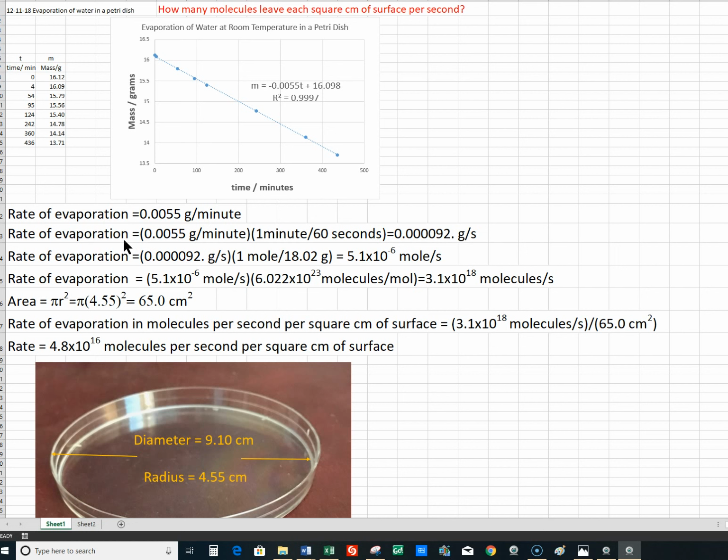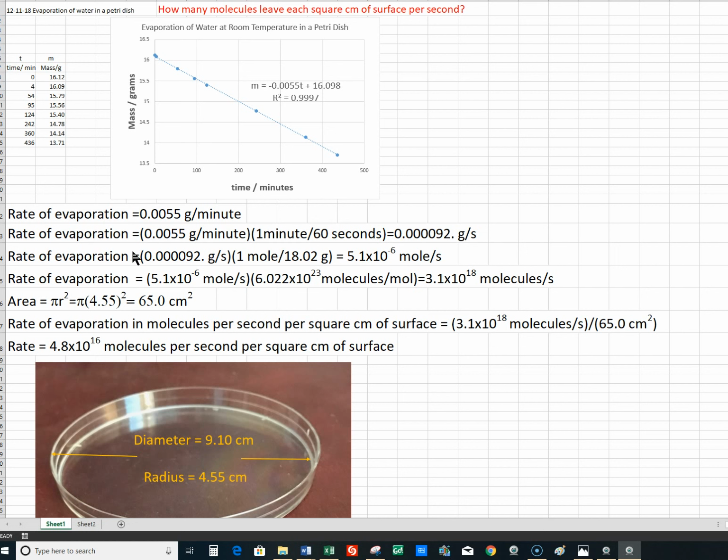The rate of evaporation in grams per second would be, this is a good example of doing conversion, 0.0055 grams per minute times 1 minute over 60 seconds, which is 0.000092 grams per second. I'm going to do everything in 2 sig figs because I think my slope is good to about 2 sig figs.